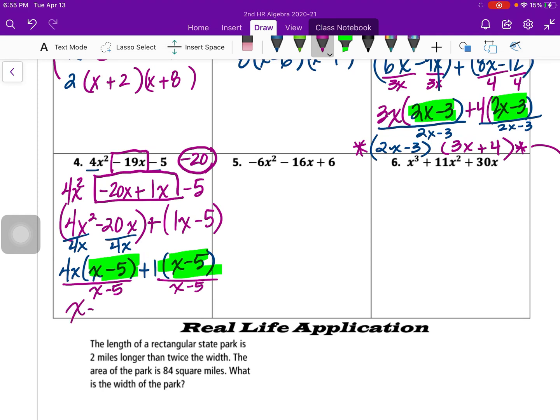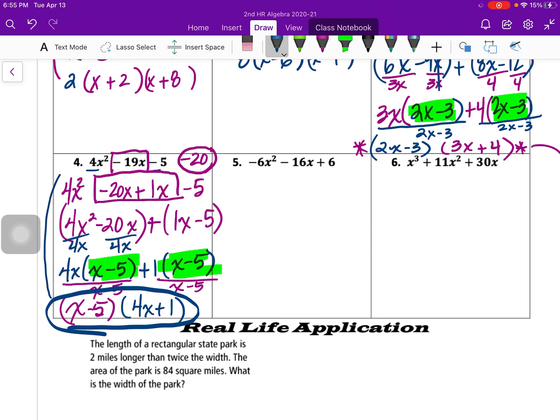Okay, so x minus 5 is our first factor. What's left up there is 4x plus 1. So this is my final answer. And again, if you multiply that back together and FOIL it, it should give you this trinomial that you started with. Sorry. All right, I'm going to do one more, and then we're going to stop.